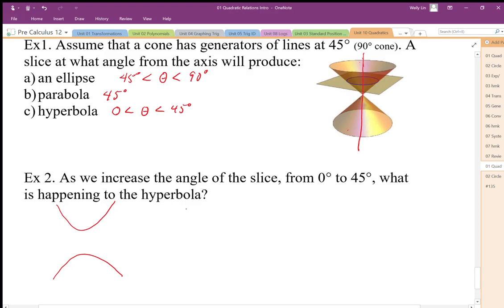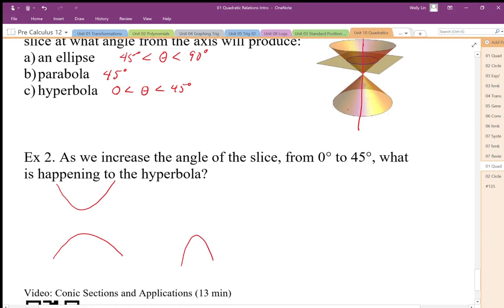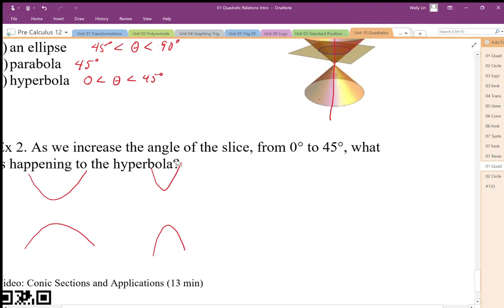And what you're going to end up with is a narrower and narrower hyperbola. And eventually, that hyperbola will not cut through the other end. So this is from 0 to 45 degrees. And when we get to equaling 45 degrees, we end up with our parabola.